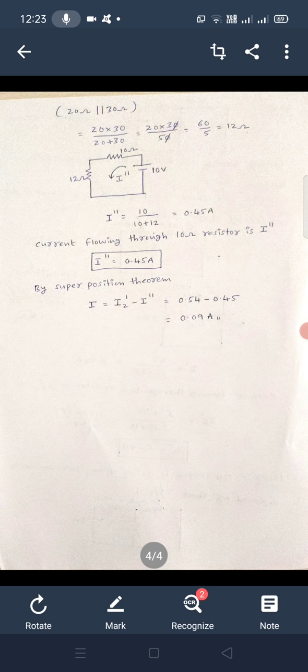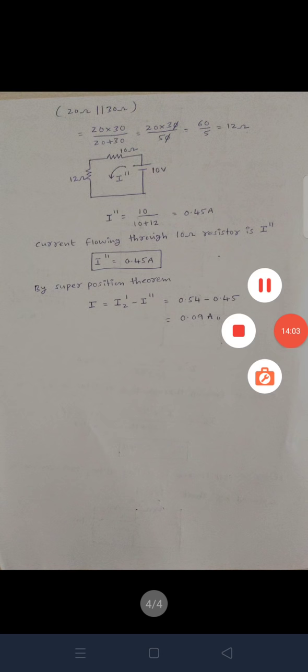Next, coming to applications and limitations. The superposition theorem is applicable to linear and bilateral elements. The major limitation of the superposition theorem is that it is not applicable for power calculations. Why? Because we already know that power P is equal to V into I. If I substitute I equals V by R, power P equals V square by R.